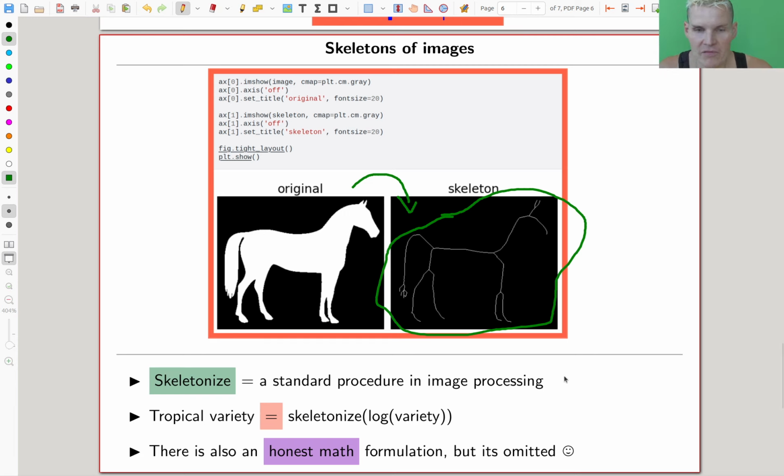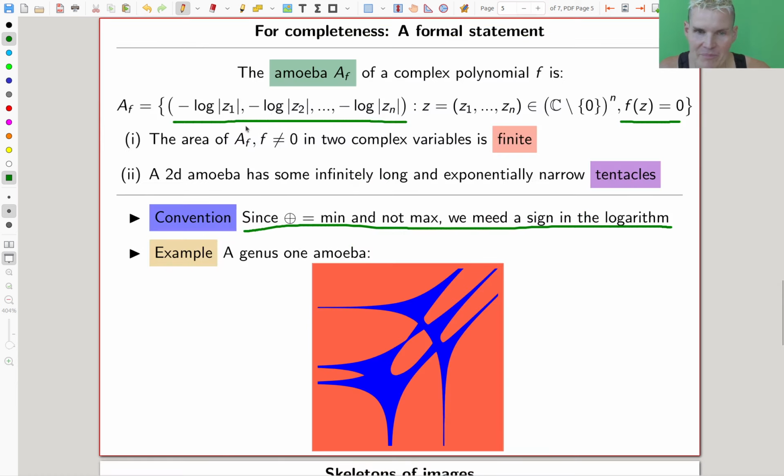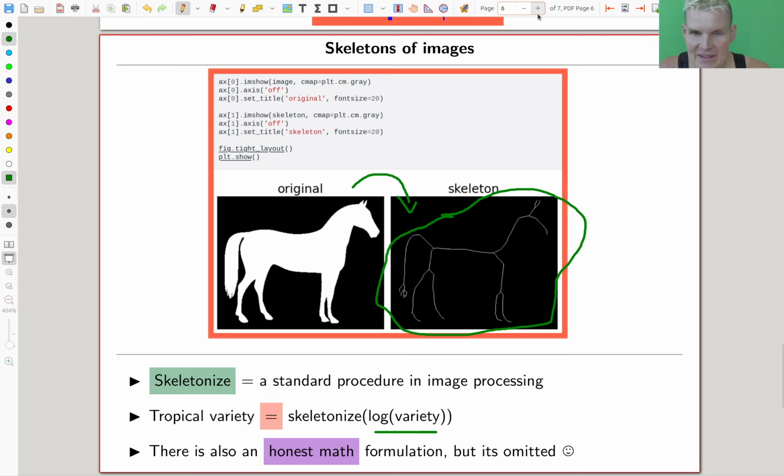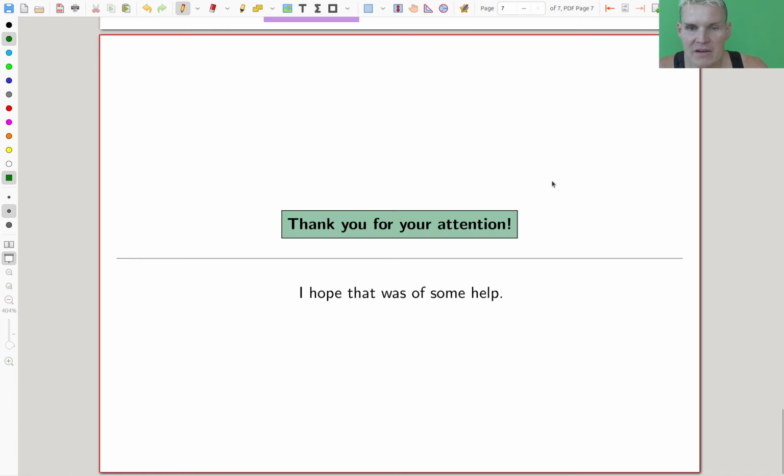So we take the log of a variety, literally the log, up to some minor modifications, we take the log of a variety and skeletonize it, and that is a tropical variety. And that's the relation between tropical and classical algebraic geometry: tropical geometry is a log skeletonize of classical algebraic geometry.